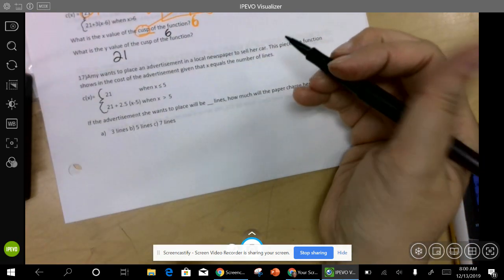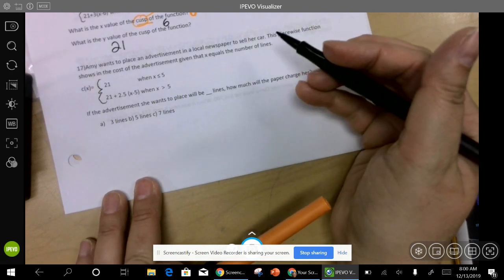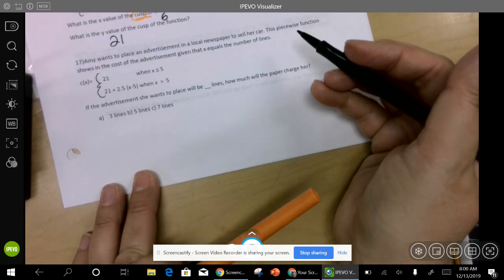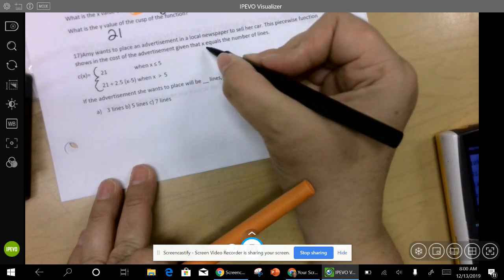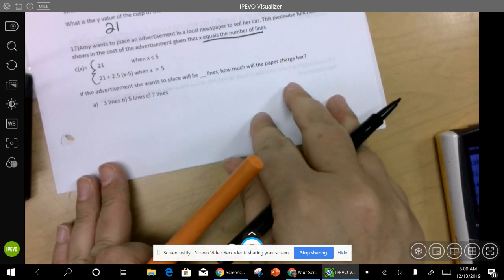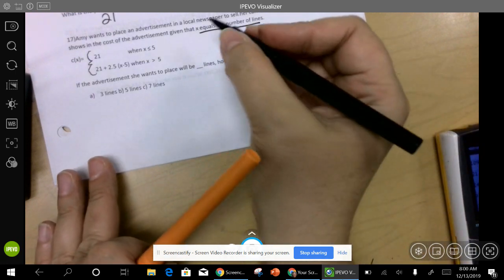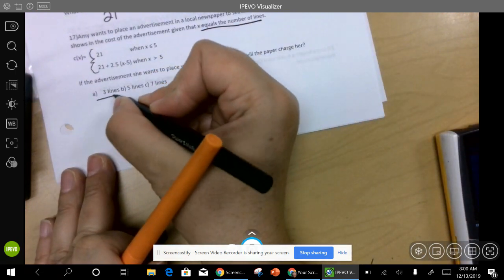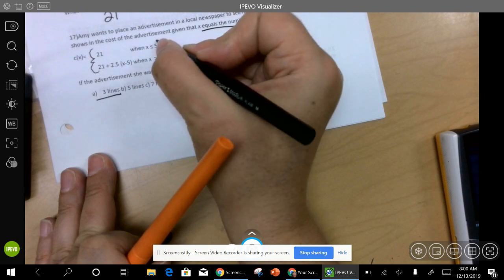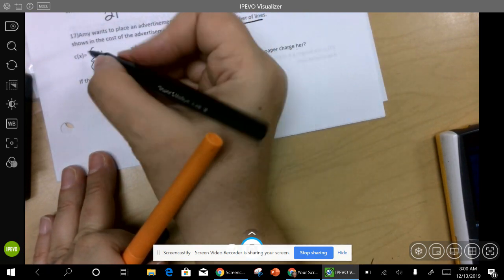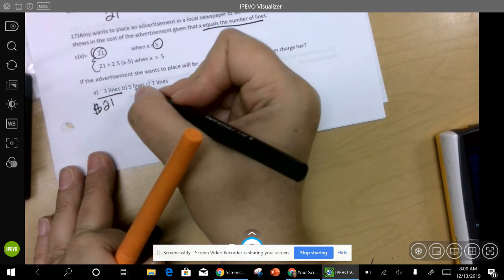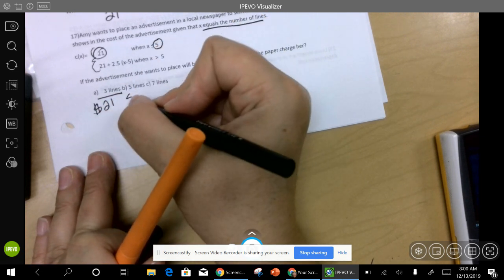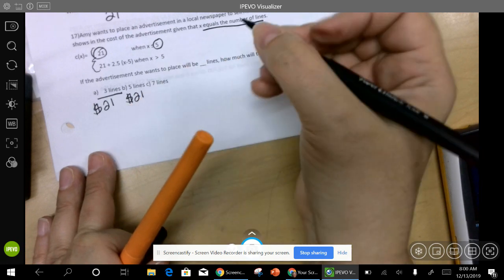Okay, Amy wants to place an advertisement in a local newspaper to sell her car. A piecewise function shows the cost of the advertisement, where X is equal to the number of lines. Okay, so if the advertisement she wants to place is 3 lines, remember if it's 5 or less, it's going to be $21. Okay, so 21. 5 lines. Okay, so it's still going to be 21.